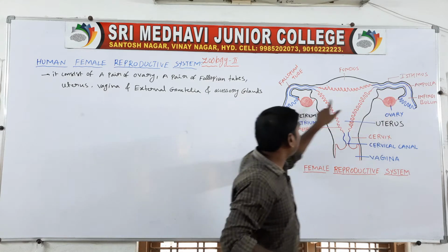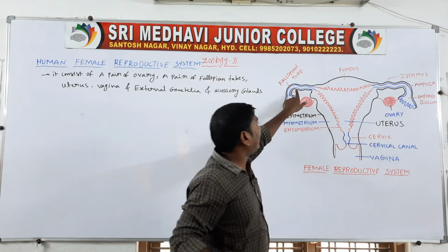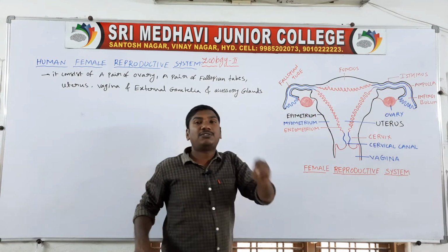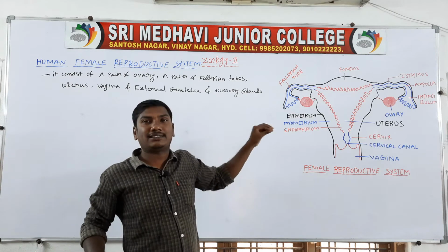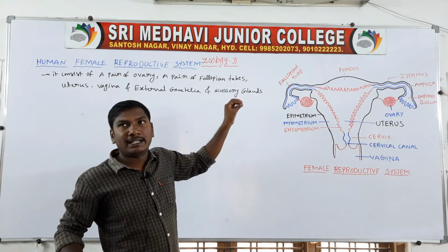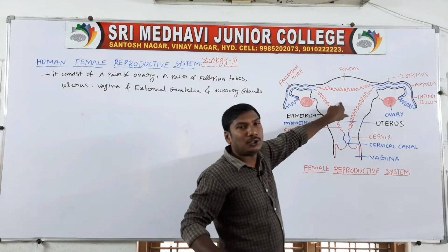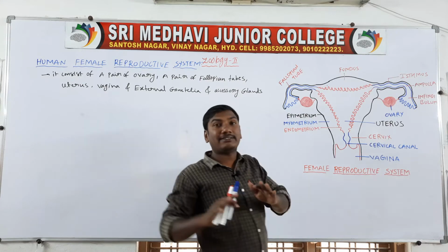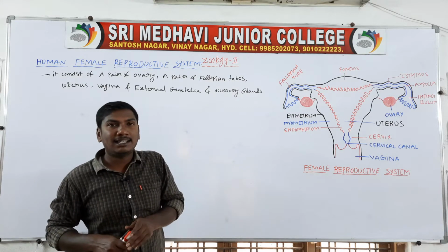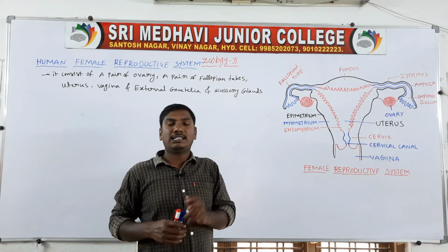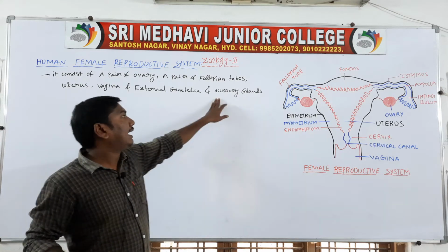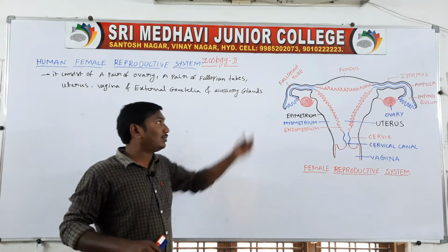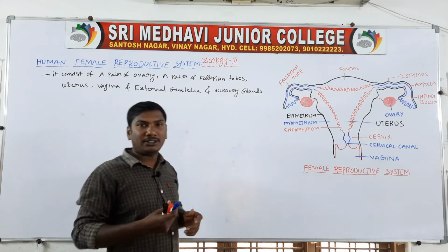So they are a pair of ovaries. Next one, a pair of fallopian tubes. The fallopian tubes are also called oviducts. Next one, single uterus. Next one, vagina. Next one, external genitalia, also called the vulva. Next one, accessory glands, the female reproductive accessory glands. So these are the parts of the female reproductive system.